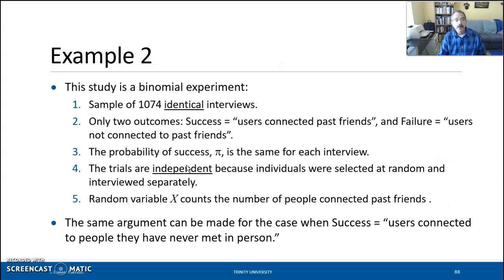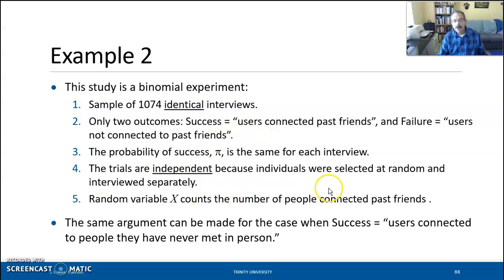All right, so we're going to follow the same procedure. Step 1, collect all the information. Here I added a step that we didn't do in the previous case, which is verify that this is a binomial experiment. So you can go through these steps and you see that we can assume in a reasonable manner that this is a binomial experiment, where success is the user is connected to people they have never met in person, or the other possibility of success is that they are connected to people that they have met in the past.